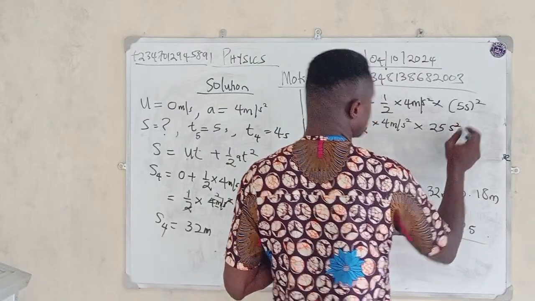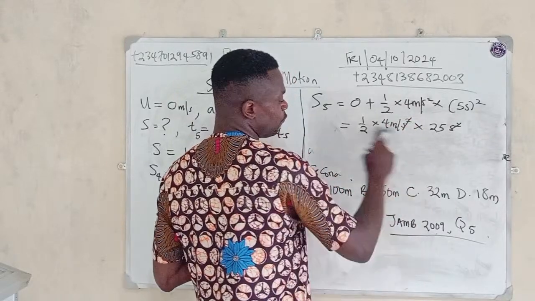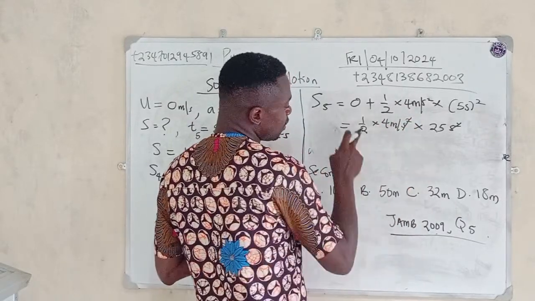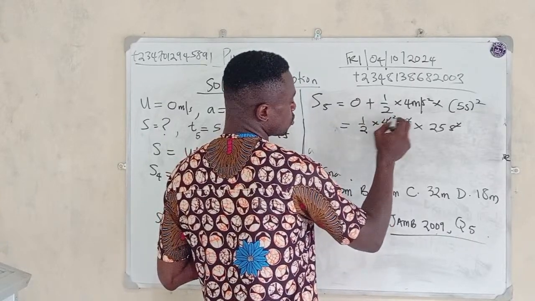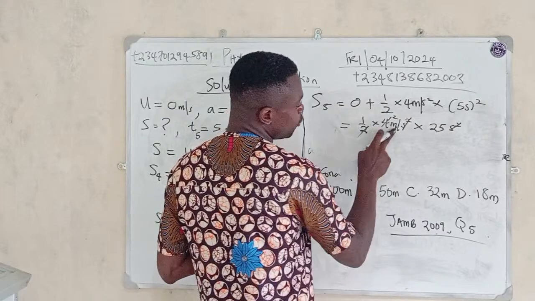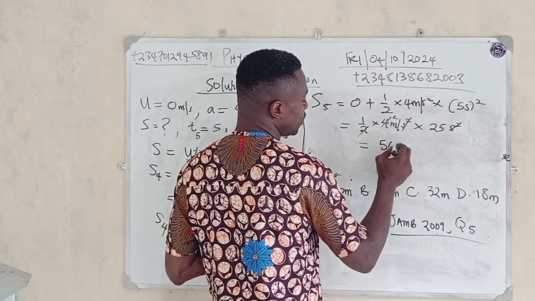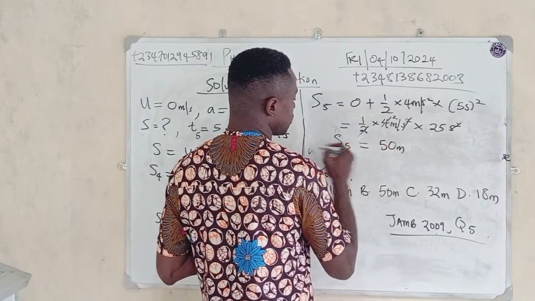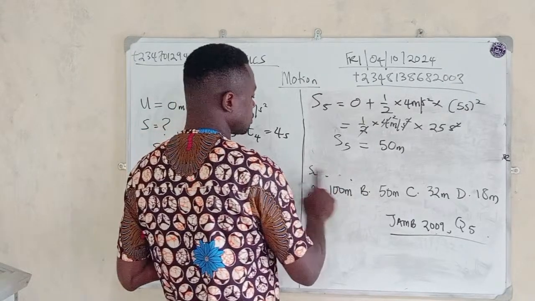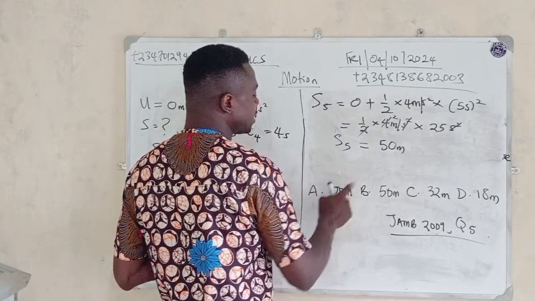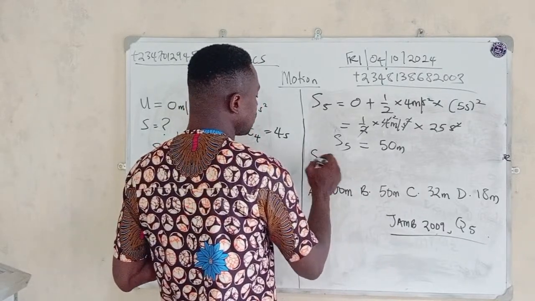Here we have half times 4 meters per second squared times 5 squared, which is 25. This seconds squared will be taken care of by this seconds squared. We are left with half times 4 times 25. Half times 4 is 2, so we are left with 2 meters. 2 meters times 25 is 50 meters. So the distance covered in 5 seconds is 50 meters.